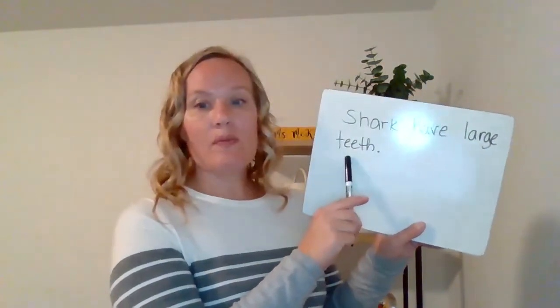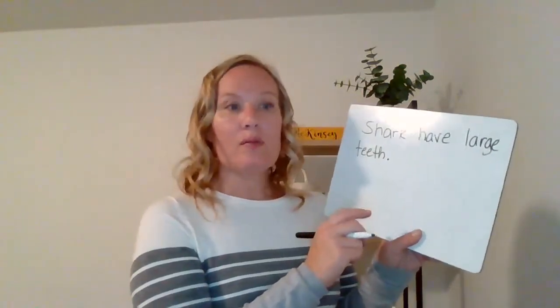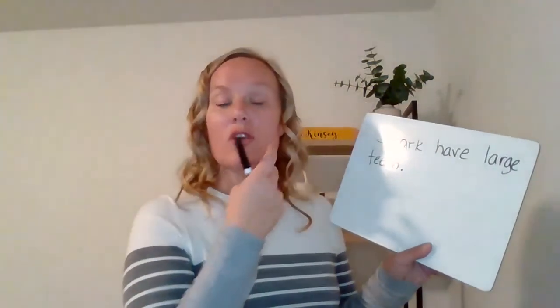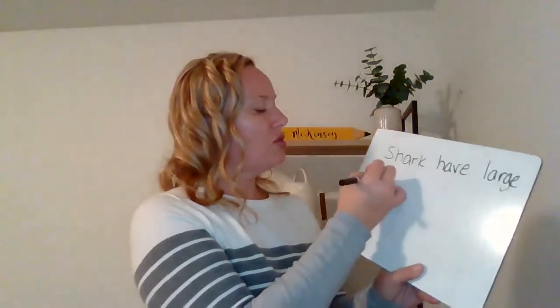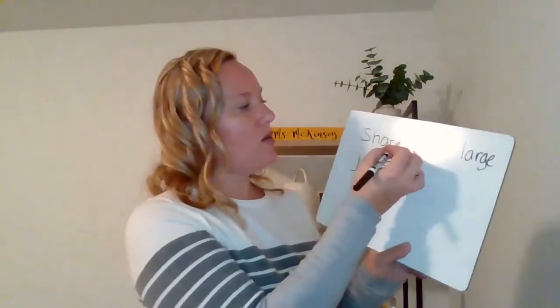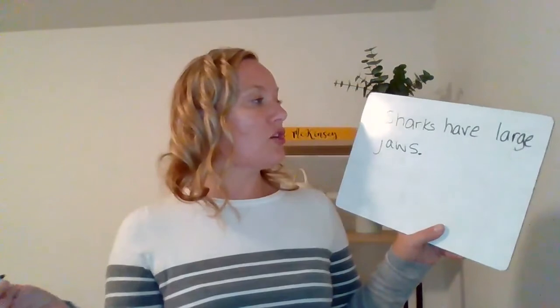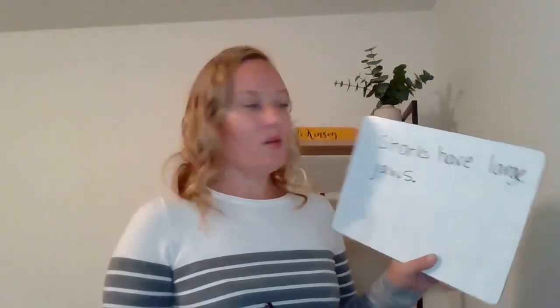What's a different word besides teeth that we could use? So what's another word? We say, what's this thing right here that sharks have? Oh, it's their jaw. So they have large jaws. And so now I have a new sentence, and we're going to add the S. Sharks have large jaws. So our first sentence was sharks have powerful teeth. And then our conclusion would be sharks have large jaws. And then I would encourage them to add a little bit more descriptive language in there as well.